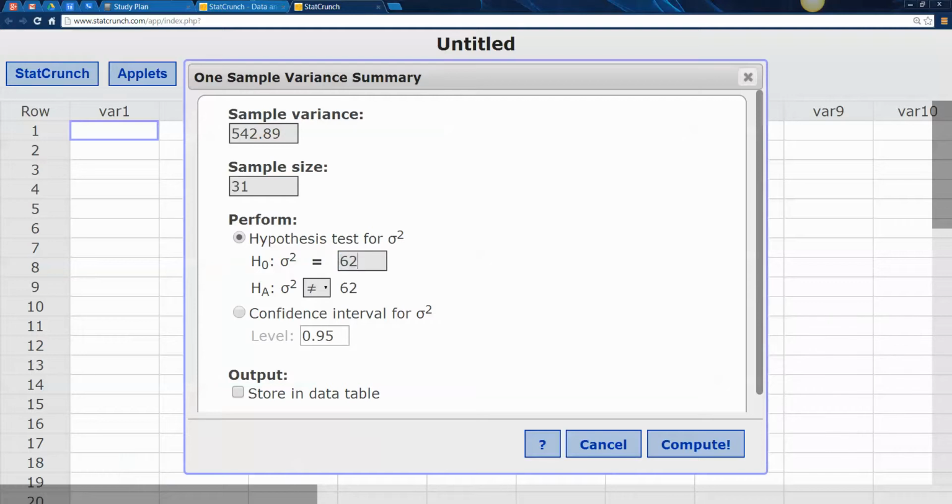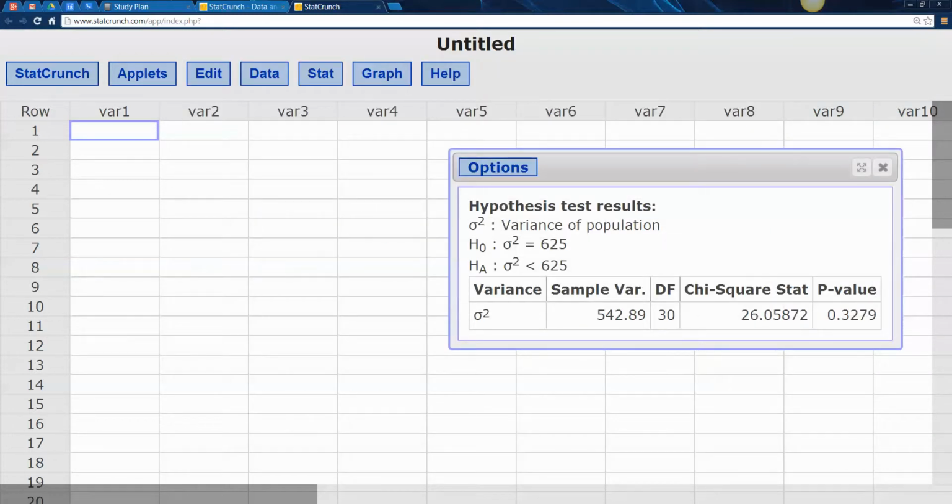So you'd say 625, and then we want to say less than, right? Not equal to, because it was a less than, it was a left-tailed test. And say compute. And there you go. There's your p-value right there, right? And notice it came up with the same test statistic we did, which means you could have done it that way all the way along.